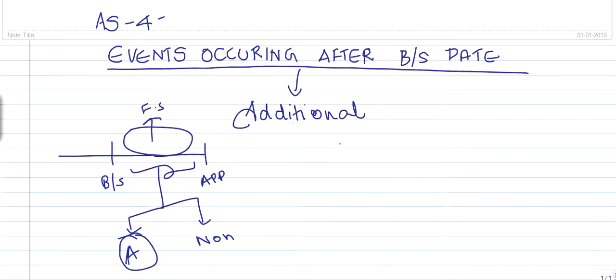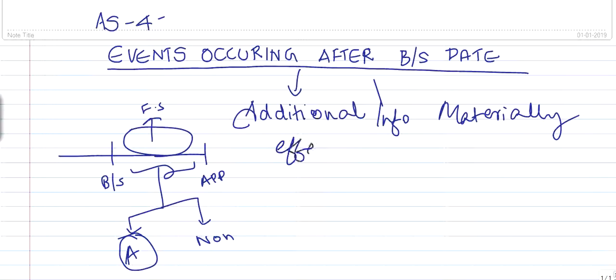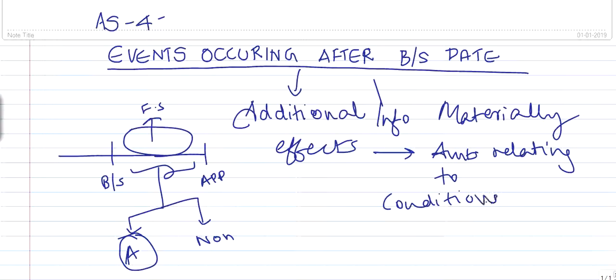So if the additional information materially affects in determining the amounts relating to conditions existing at the balance sheet date, then it will be an adjusting event.